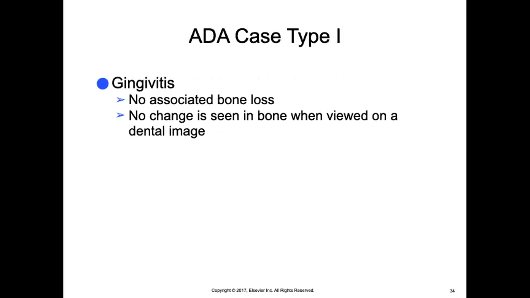So with type 1, this is known as gingivitis. There is no bone loss here with type 1. There is no change seen in bone when viewed on a dental image. The only thing that we'll notice here is bleeding and maybe some inflammation of the gums.